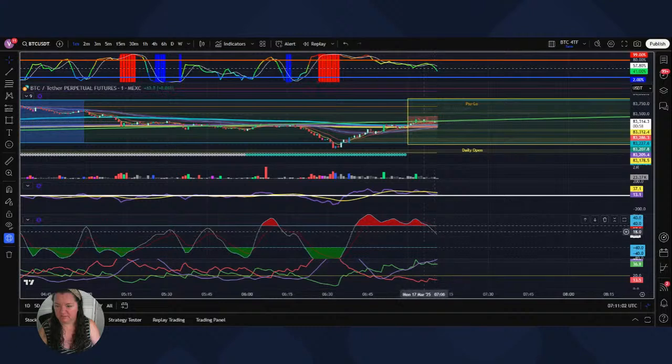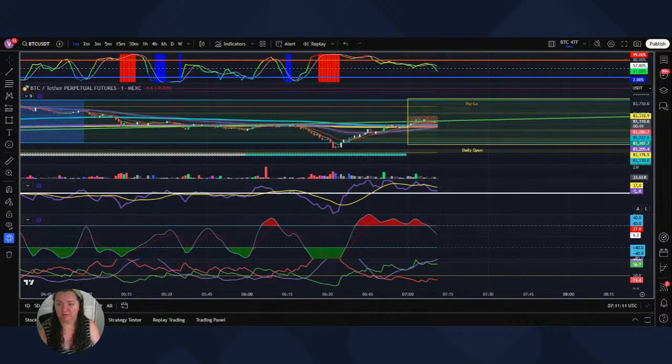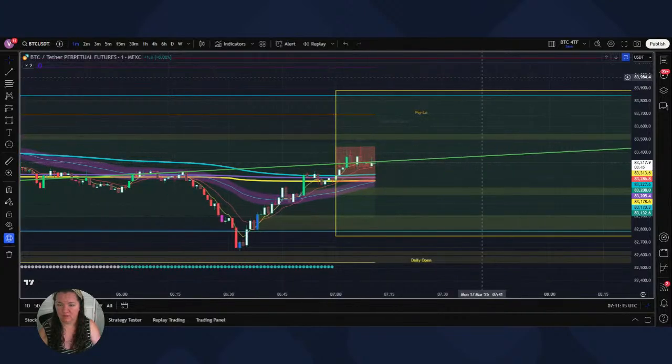We are coming down already. So our ADX is still quite high, still expanding. We're still above zero here. I think we're just finding resistance with all of those.